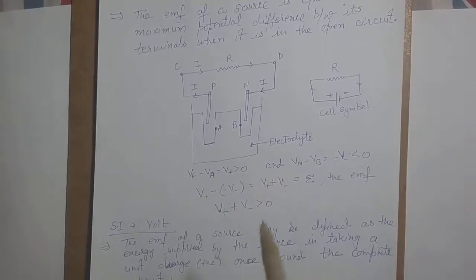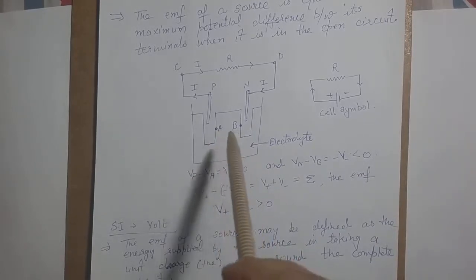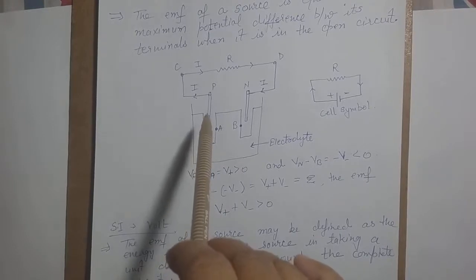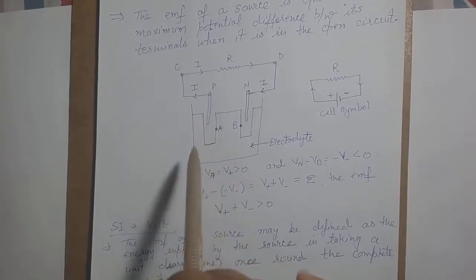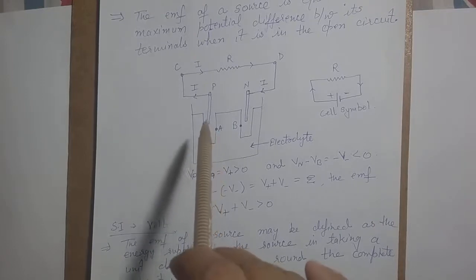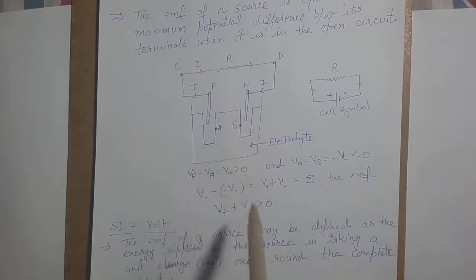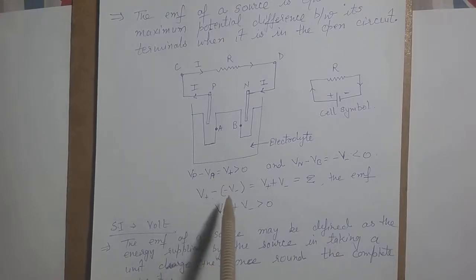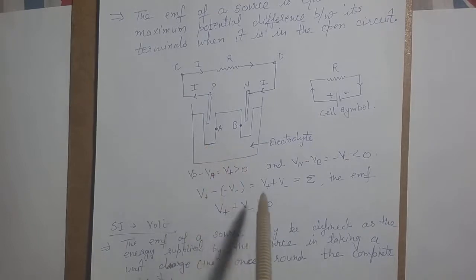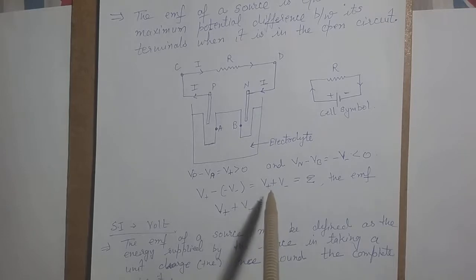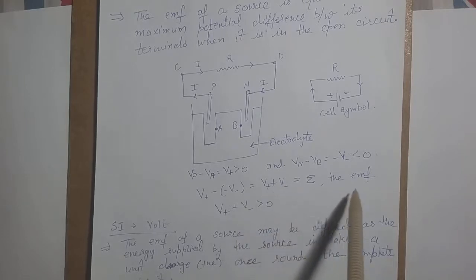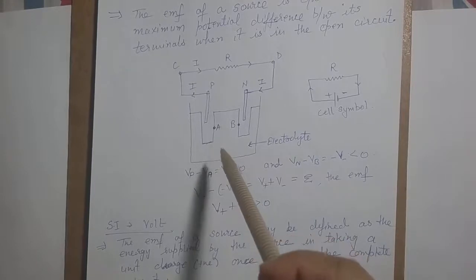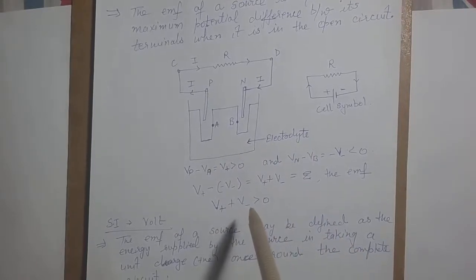Why is it so? Because in a steady state, the potential of the whole electrolyte is the same. Depending upon the polarity of the electrode, the net resultant potential difference over here is positive and over here it is negative. Now when we add these two to get the net EMF, V plus minus V minus, this is negative, this is positive, the resultant is positive, V plus V minus, that is the EMF of the cell. So the net resultant potential difference for this cell is always positive, that is, greater than 0.